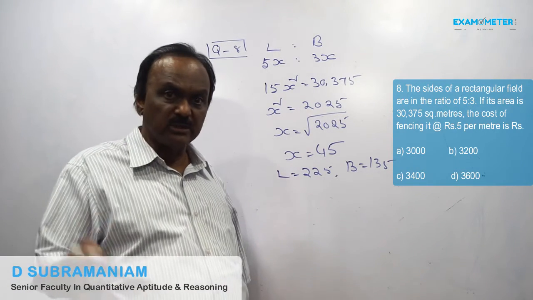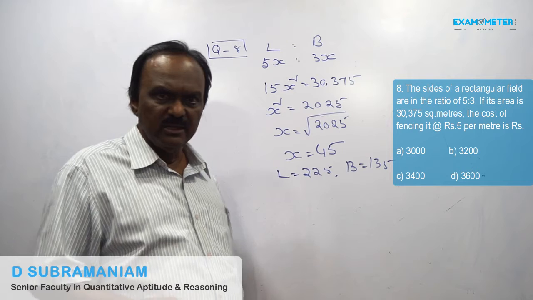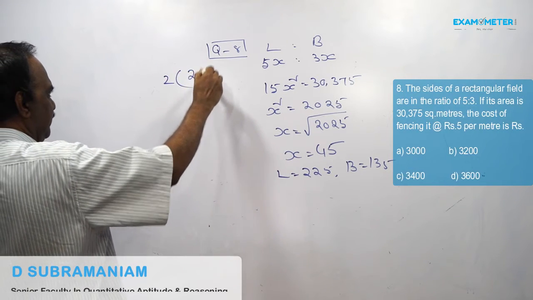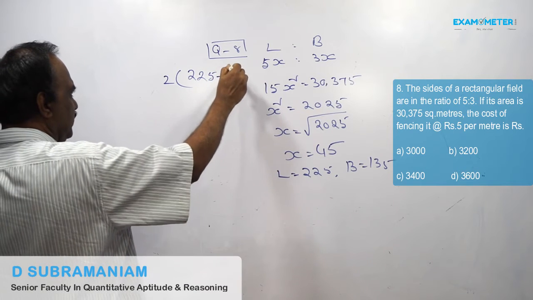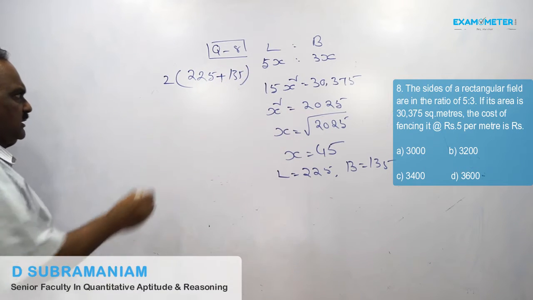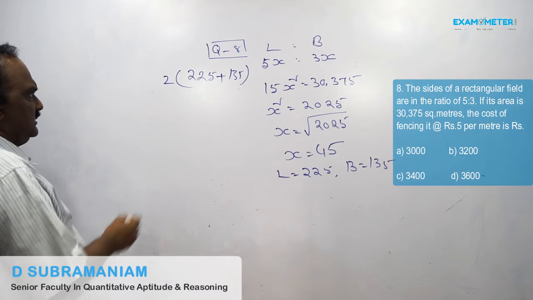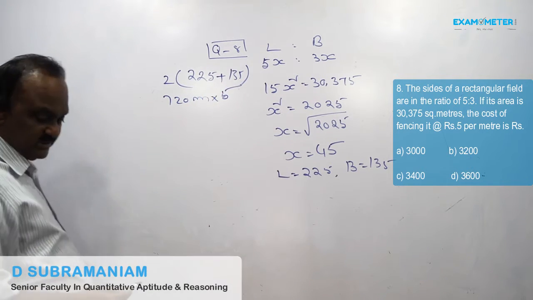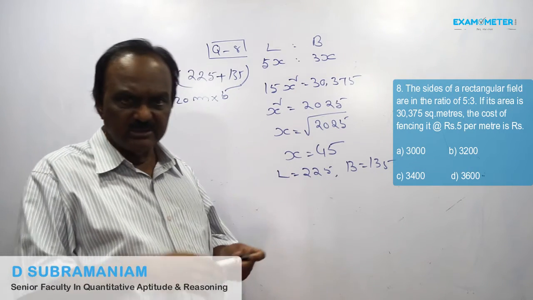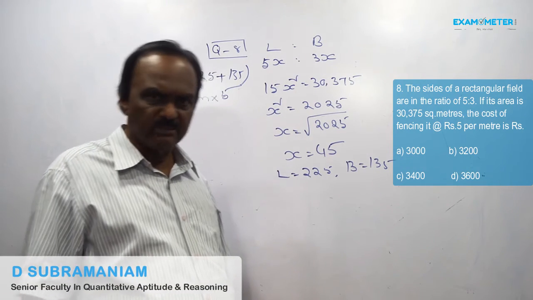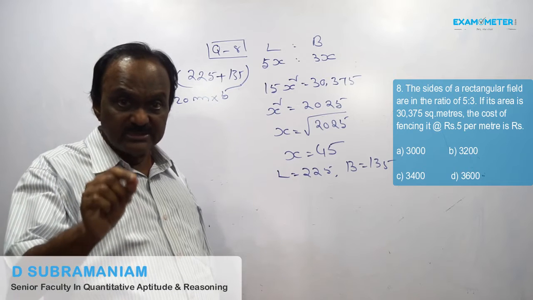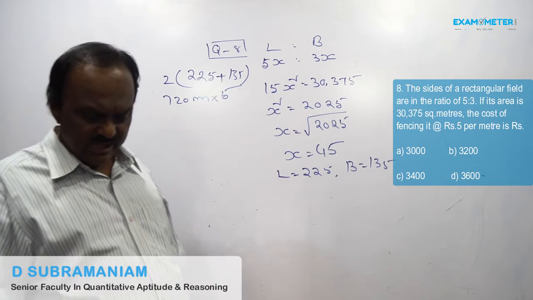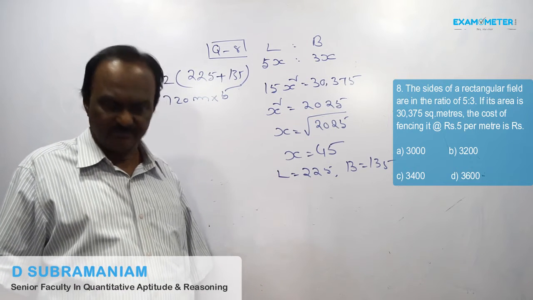Before finding out the cost of fencing, we have to find out the perimeter. Perimeter of rectangle formula is 2 into L plus B. This comes to 720 meters. For each meter they are charging 5 rupees. So 720 meters multiplied by 5, you will get rupees 3,600. So answer is D, 3,600.